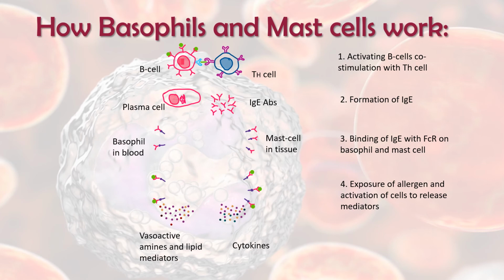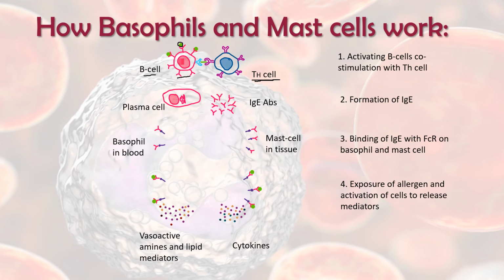Now, how do basophils and mast cells work? So you can see this is a B cell and this one is a TH cell. The B cell's membrane-bound immunoglobulins, as soon as they interact with the antigen, the B cell is activated, and after phagocytosis it presents the antigen and works as an antigen presenting cell. That's why it co-stimulates the T helper cell.